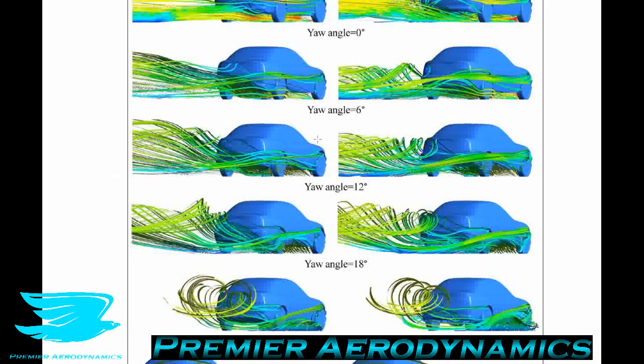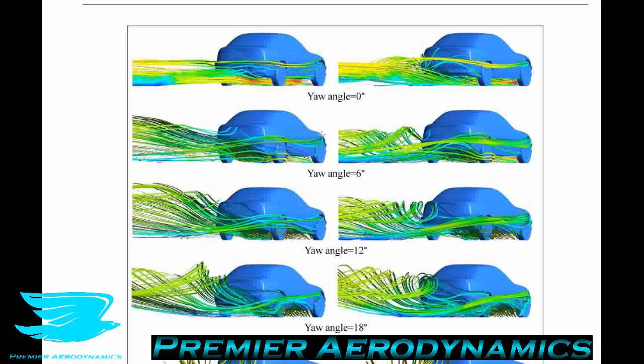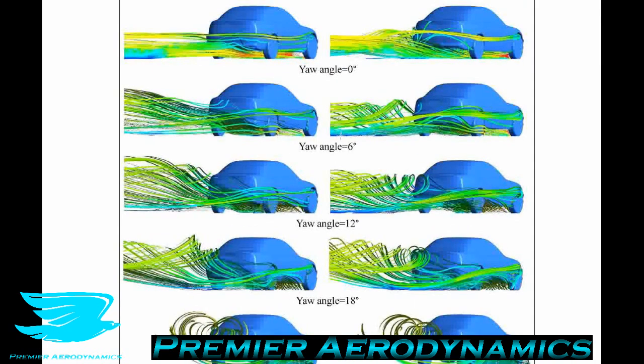So in figure 15, I'll zoom out a little bit so we can see in total what it looks like. We have the streamlines going around Model A and Model B for different yaw angles through the underbody. And it's very telling, the effects of these different underbodies on the flow.